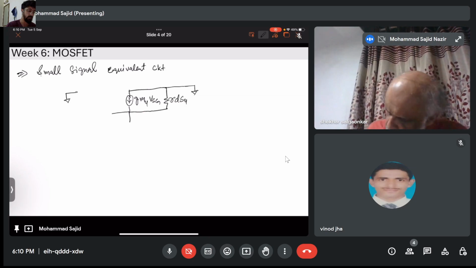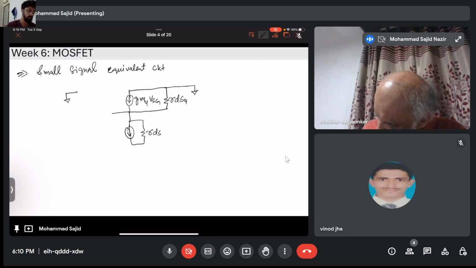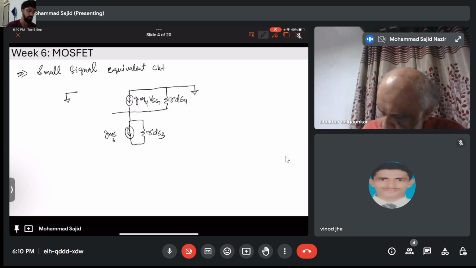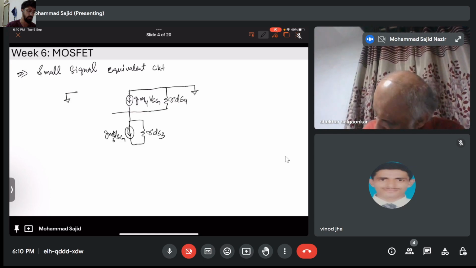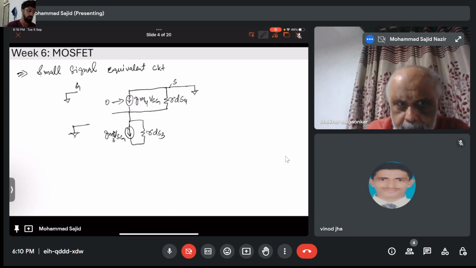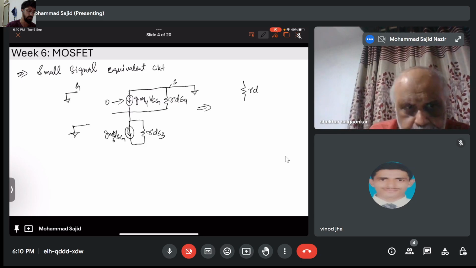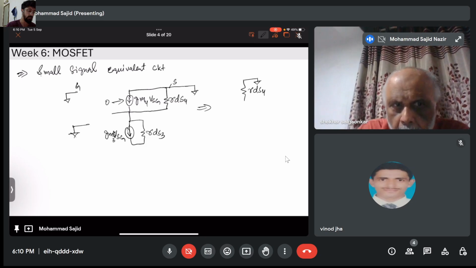And then we have in the bottom another PMOS, that is RDS3. This will be GM3 VSG. Okay, and here the gate is again grounded. So we can see here, this is source, this is gate. So this will be 0, right? This will be open circuit. So we can simplify it further. It will be simple RDS4 here. This will be ground.